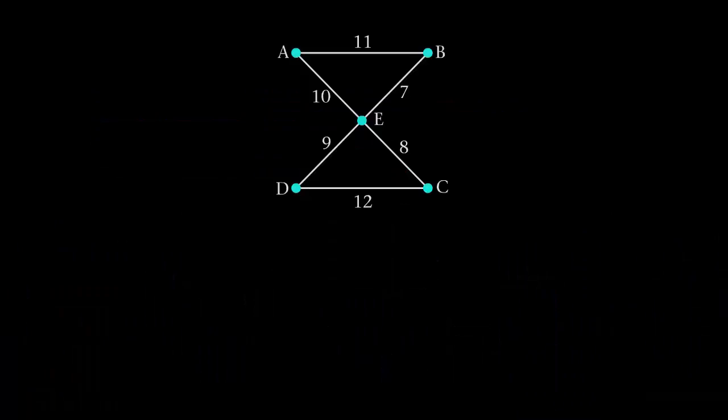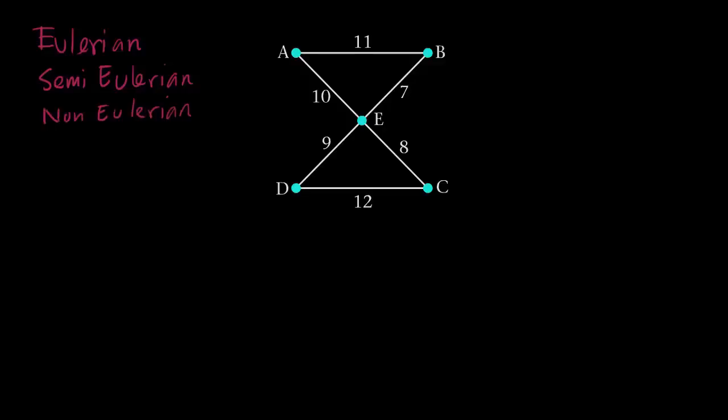There can be three types of graphs. A graph can be Eulerian, it can be semi-Eulerian, or it can be non-Eulerian. In an Eulerian graph, every vertex has an even number of arcs connected to it. In a semi-Eulerian graph, exactly two of the vertices are odd and every other vertex is even. In a non-Eulerian graph, more than two of the vertices have an odd valency.